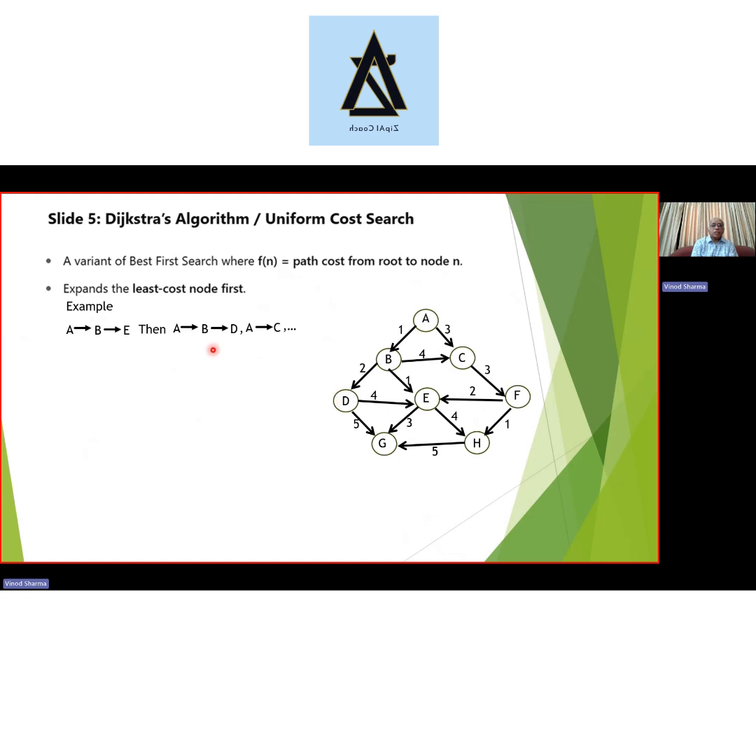So then you go to A, B, D. This is path cost 3. This is also path cost 2. So you also go from A to C. This is how you cover going to different nodes at any given time. You keep going till you get the goal, G or H, right? So this is the Dijkstra's algorithm.